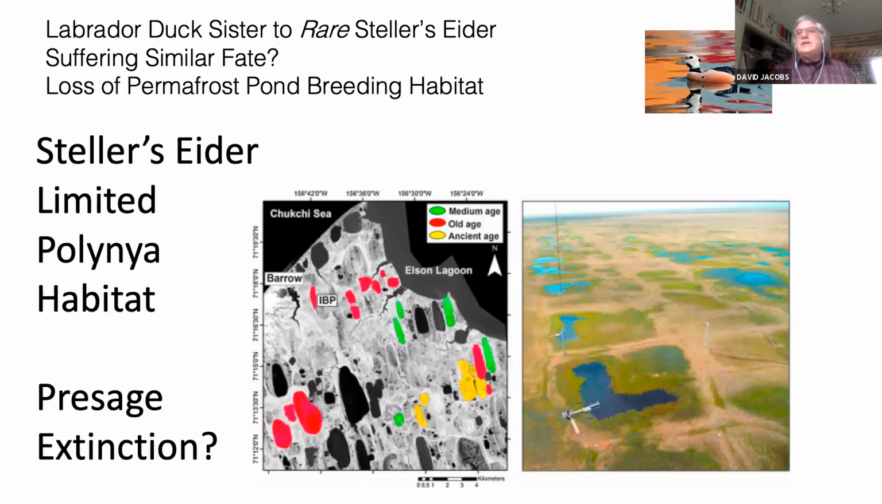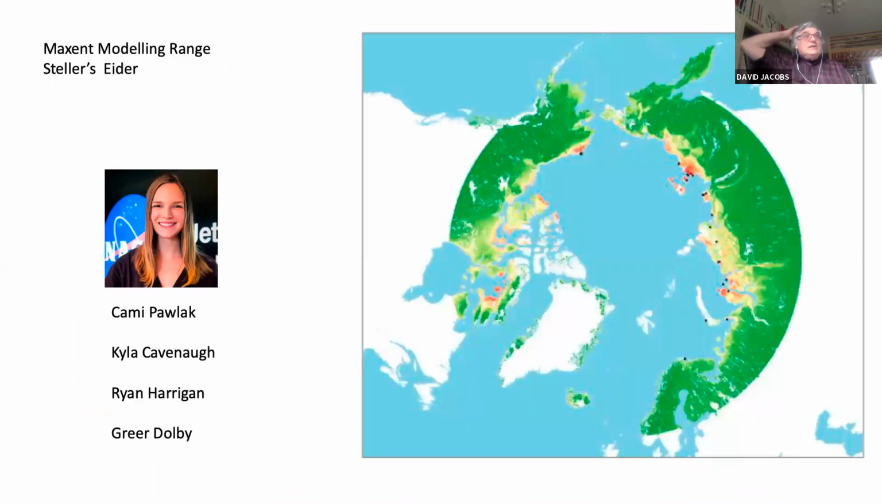The ranges are retreating as the permafrost melts. And so these are grassy ponds that are perched up on frozen ground. So we tried to do, with an undergraduate, Cami Pollock, and some other colleagues, some maximum entropy modeling of the range of Steller's eider to better understand what was going on. And what's intriguing about this is Steller's eider nests in Alaska and basically northern Eurasia, in areas that were actually ice-free in the last ice age. That is, they weren't glaciated.